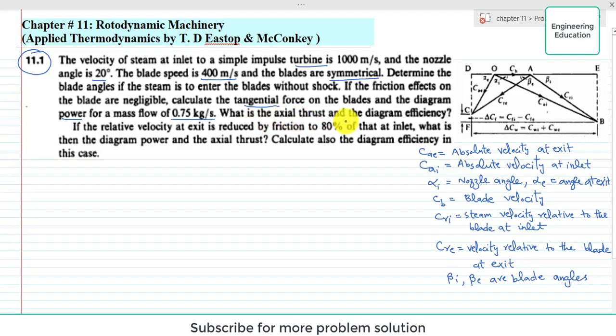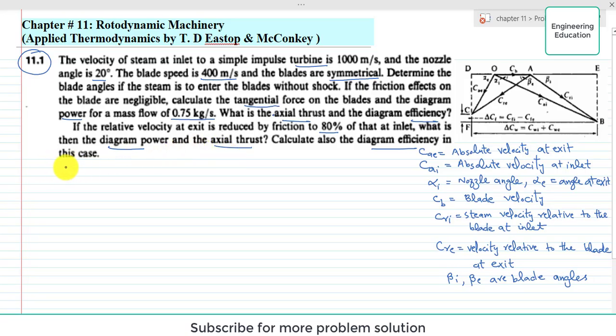What is the axial thrust and the diagram efficiency? If the relative velocity at exit is reduced by friction to 80% of that at inlet, what is then the diagram power? And the axial thrust we have to calculate. Also to calculate the diagram efficiency in this case.